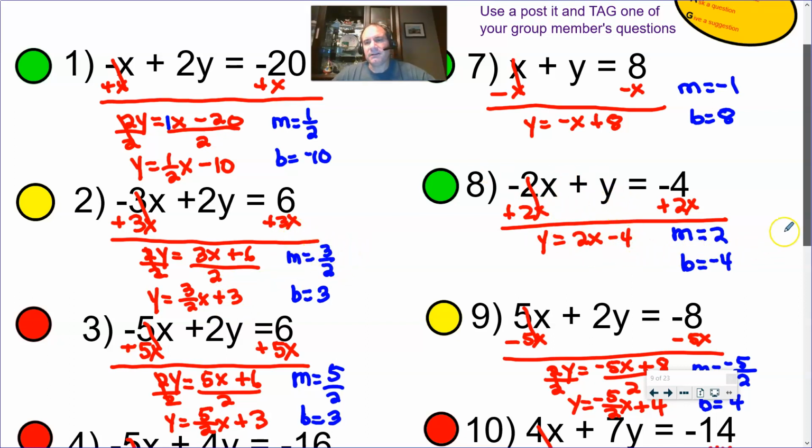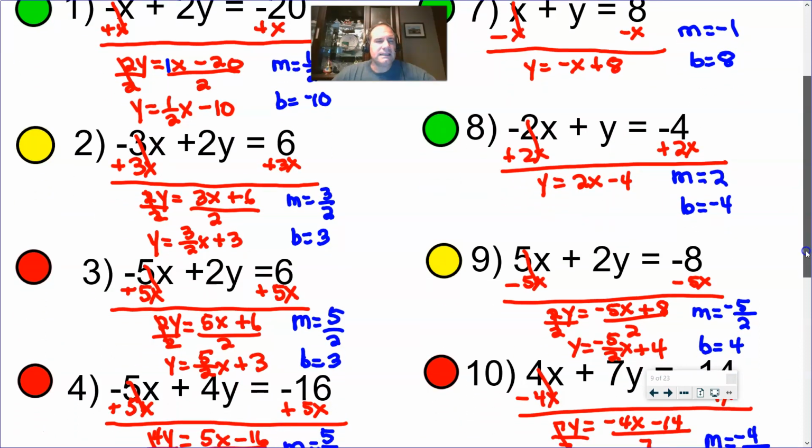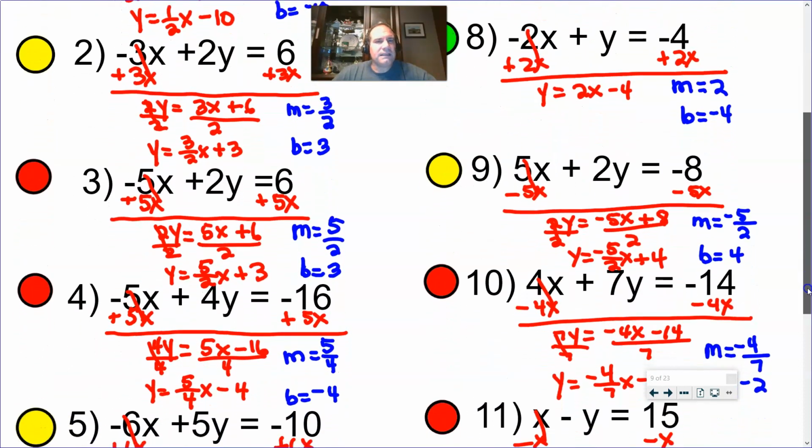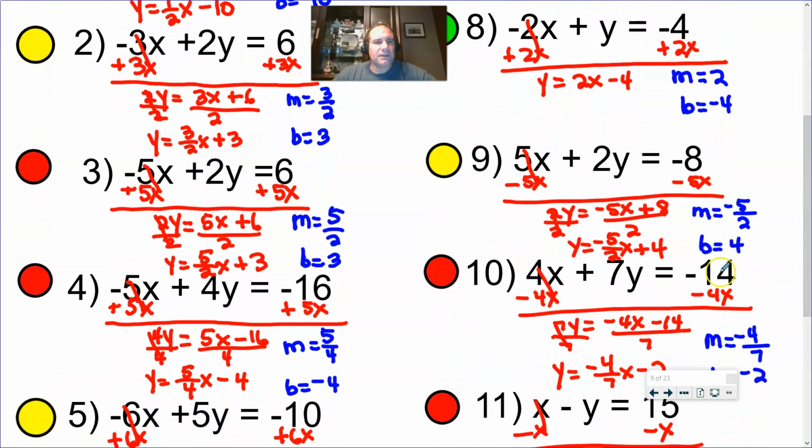This one right here, pretty straightforward. Number 8. Number 3, again, see this? You add 5x on both sides. Then you have 2y equals 5x plus 6. You divide by 2 on both sides. 5 over 2, 5 over 2. I keep it. 6 divided by 2 is 3. The slope is 5 over 2. The y-intercept is 3. All right, same thing here.